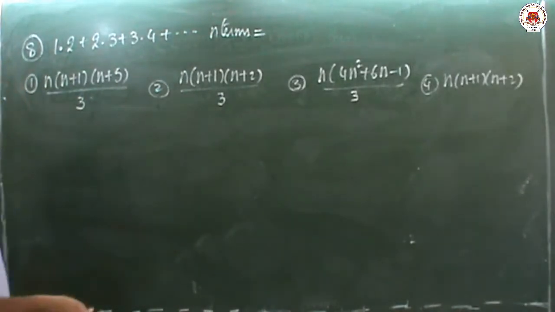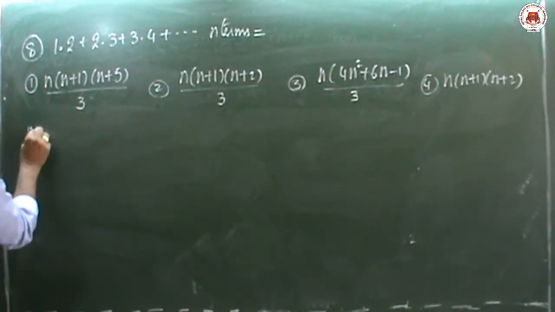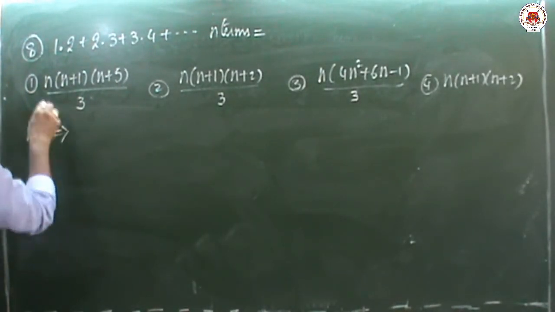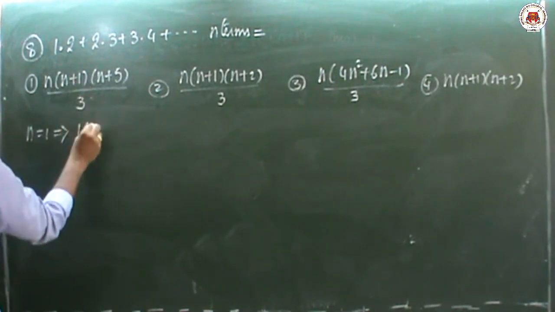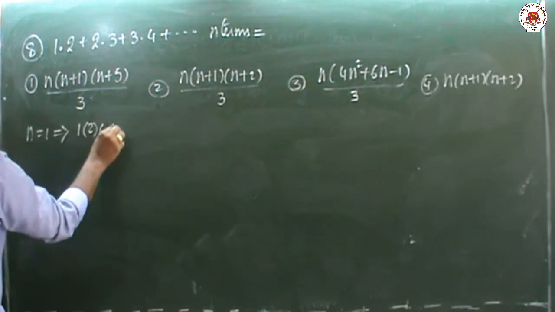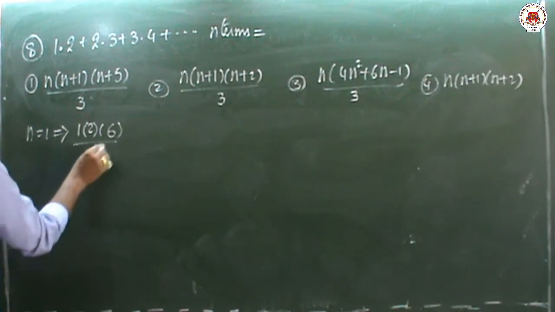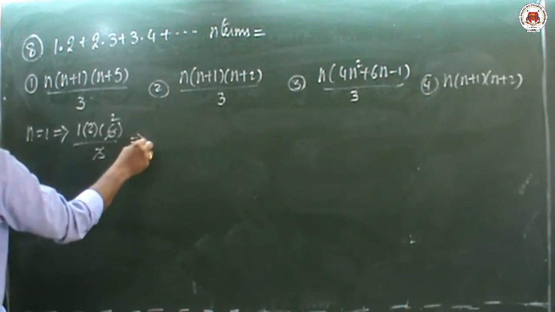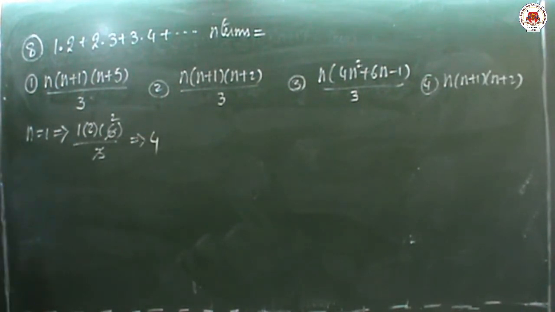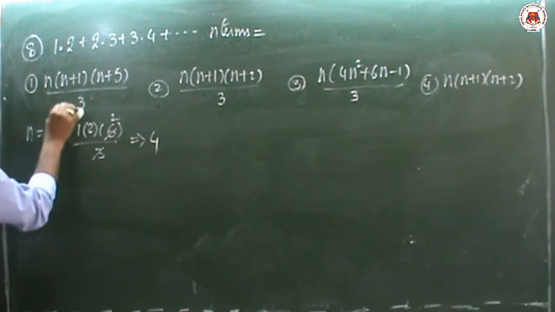Same story, we have to take n equal to 1. So in the place of n write down 1. 1 plus 1 is 2. 1 plus 5 is 6, by 3. So how many times does 3 cancel? 2 times cancel. So 2 2s are 4. This is the first option.